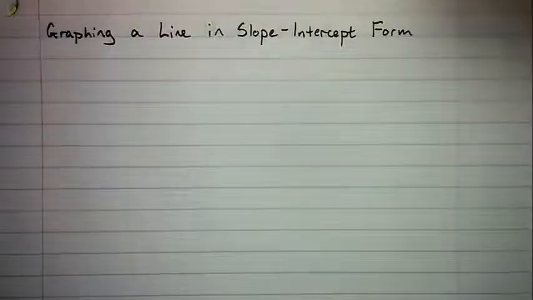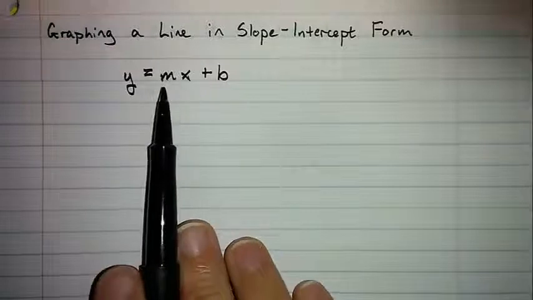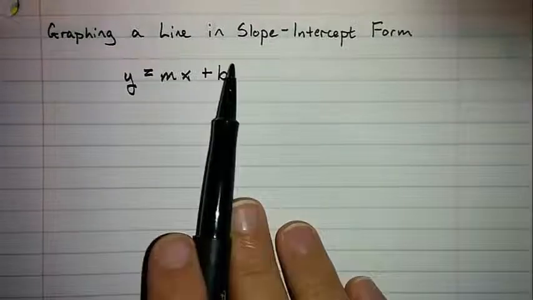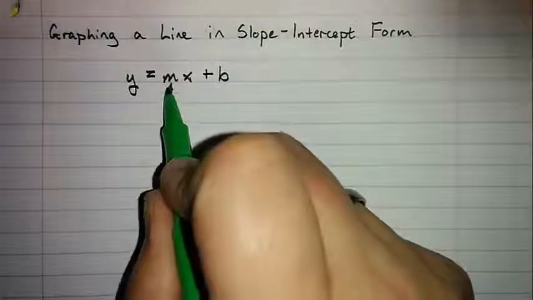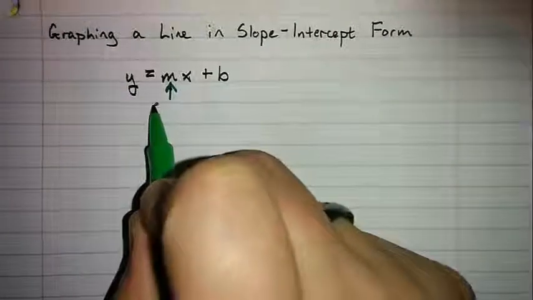Now, there are several special forms that we often encounter lines in. And the first one of these special forms that we're going to look at is called the slope-intercept form. The slope-intercept form looks like y equals a number times x plus another number. In this form, m, as we saw earlier, represents the slope.